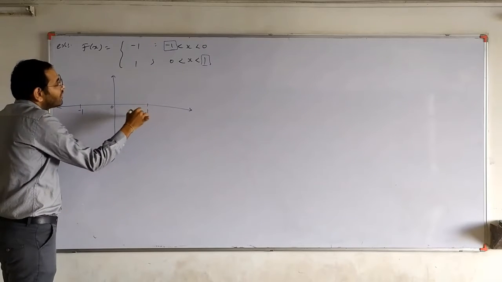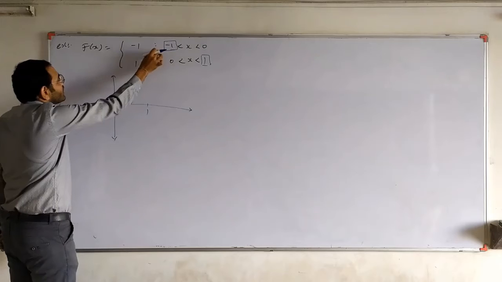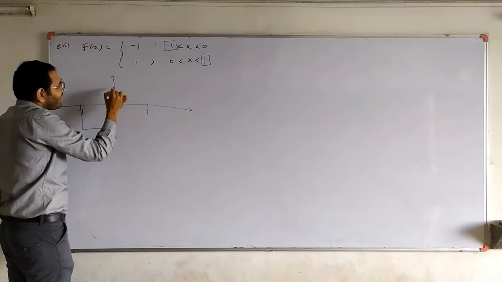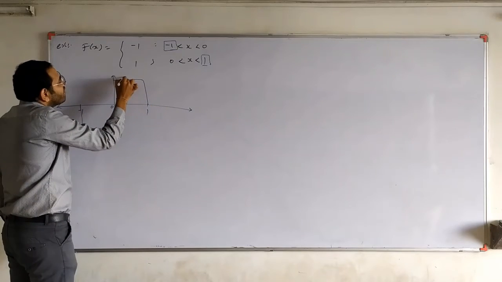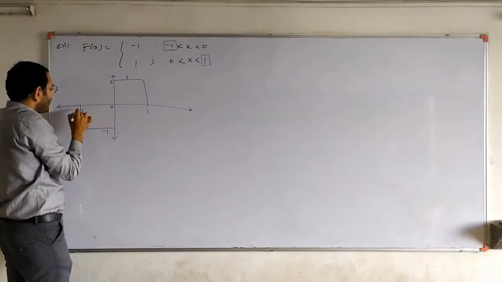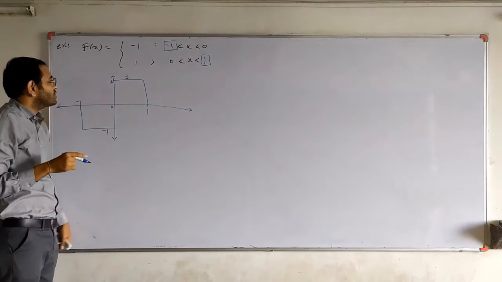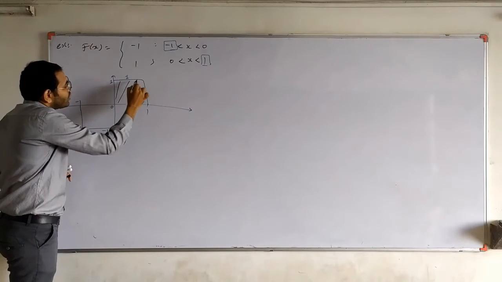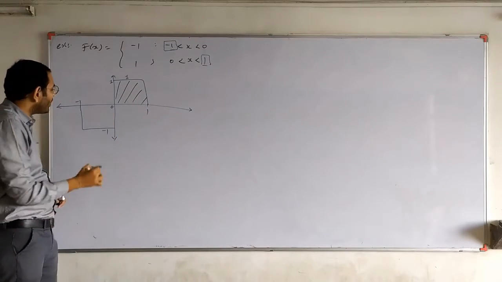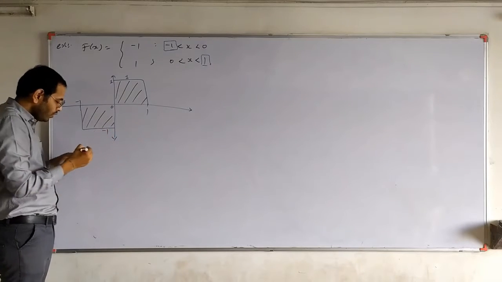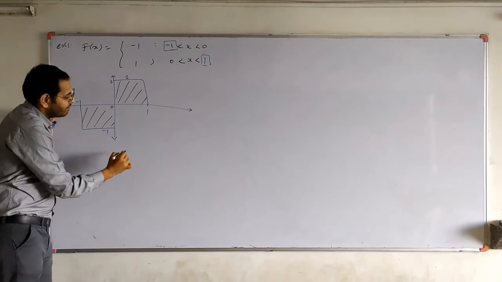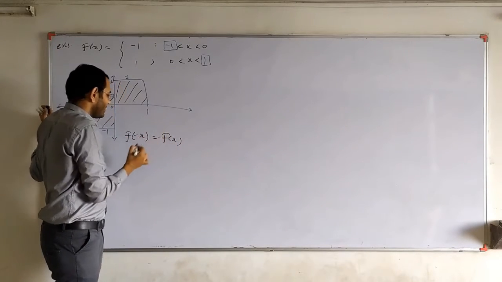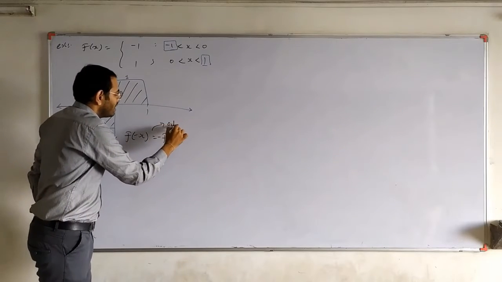Here minus 1, here 1. Then in the minus 1 to 0 interval, we have the value of function, that is minus 1. And from 0 to 1, the function value is 1. Then our graphical representation is: in the range 0 to 1, the function has value 1, and in the other range the function has value minus 1. Then according to this diagram, we can say that f of minus x equal to minus f of x. Then our function is odd.